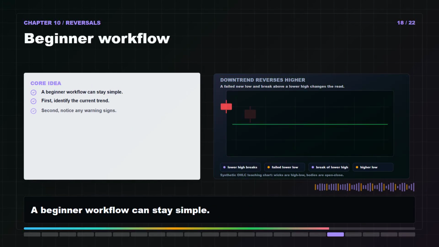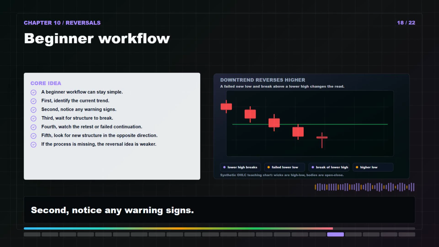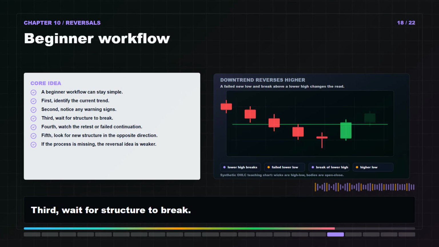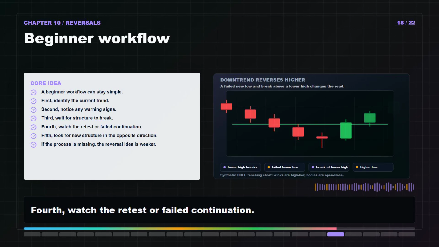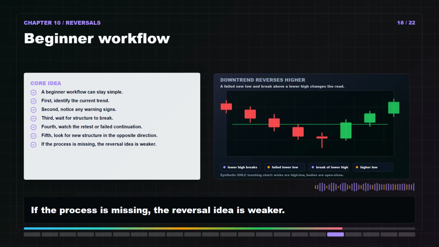A beginner workflow can stay simple. First, identify the current trend. Second, notice any warning signs. Third, wait for structure to break. Fourth, watch the retest or failed continuation. Fifth, look for new structure in the opposite direction. If the process is missing, the reversal idea is weaker.